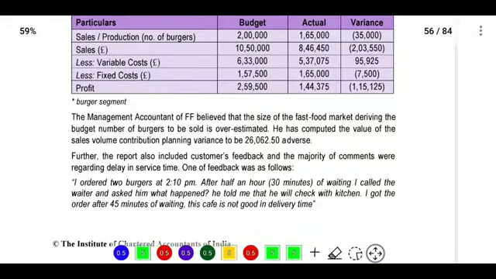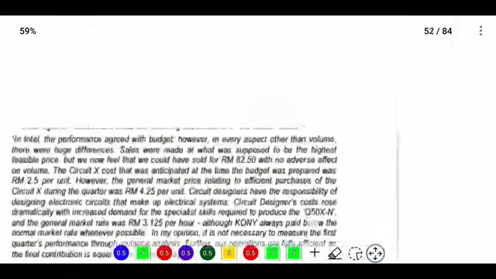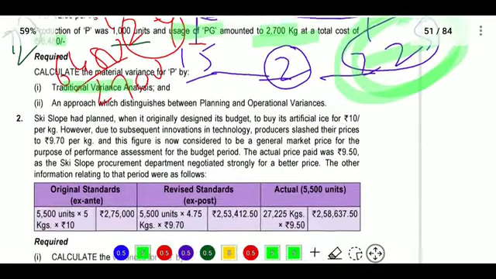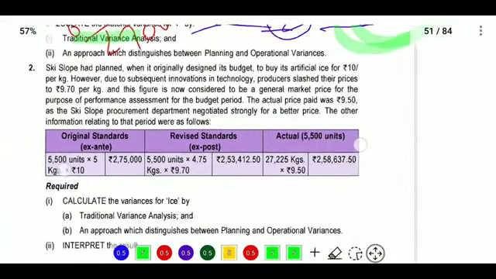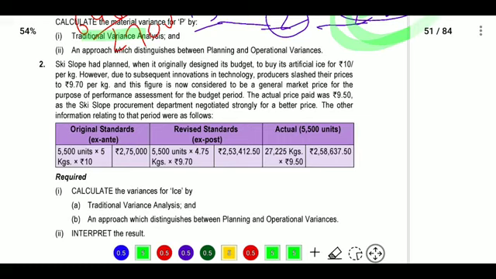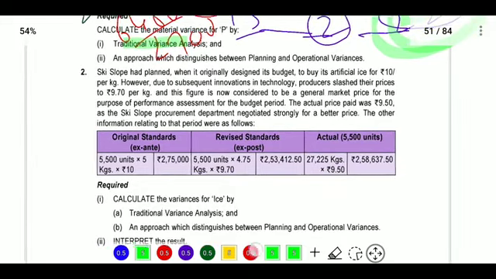What is there in the next question? I think I will write the answer here itself, then we will get clarity. Next, Skyscope had planned, when it originally designed its budget, to buy artificial ice at 10 rupees. So it is buying artificial ice at 10 rupees. Planned means it is the standard price, the budgeted price, which we will use.